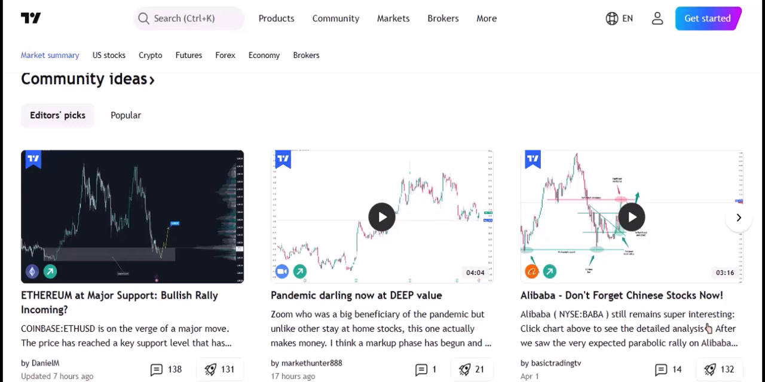The ability to backtest strategies using historical data is another significant advantage, allowing traders to evaluate the effectiveness of their approaches before risking real capital.